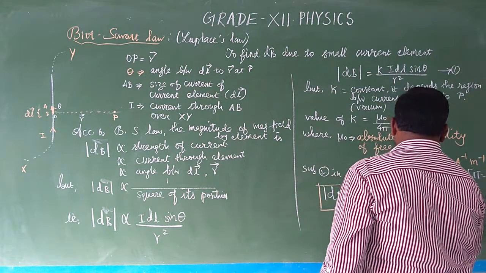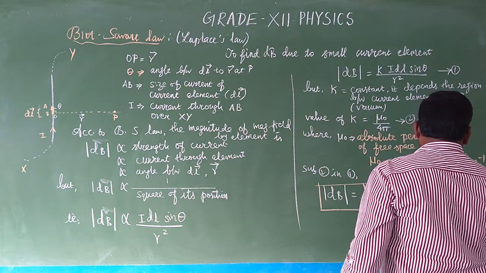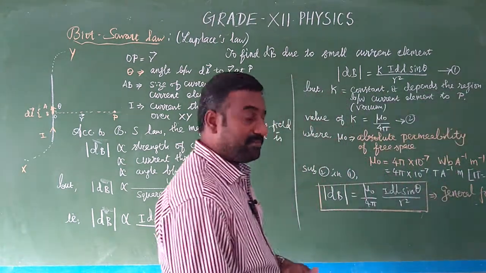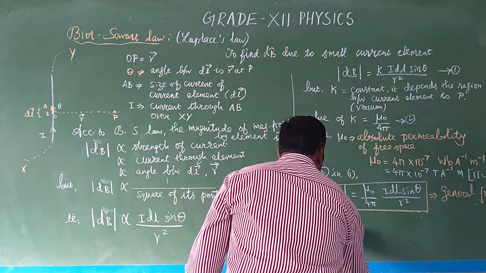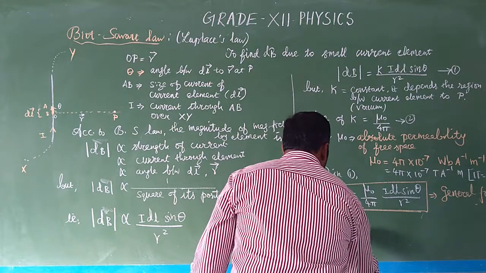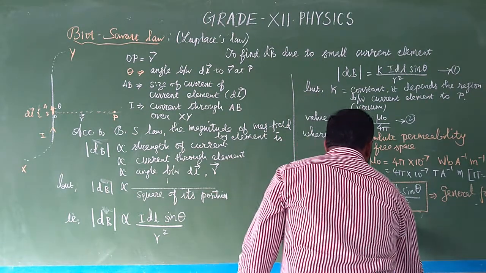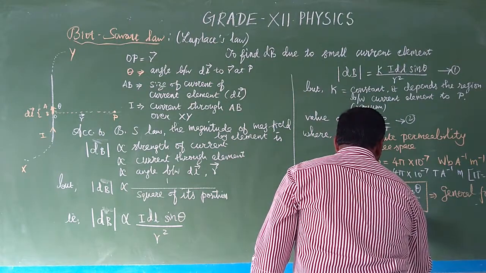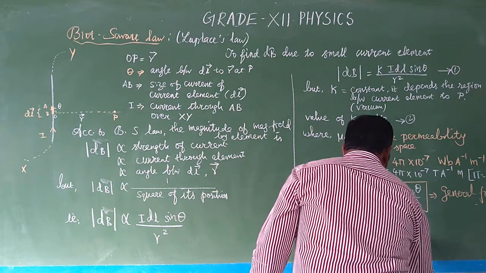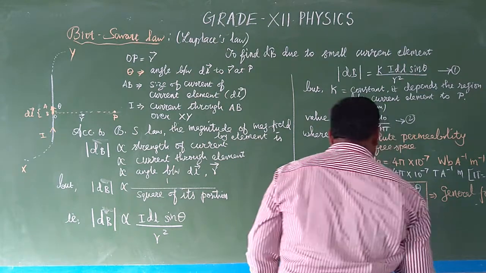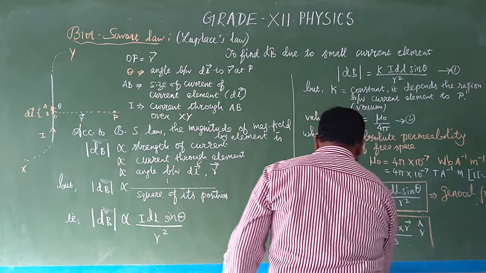So this is the general form of Biot-Savart law. In vector form we can use vector notation. So dB vector is equal to mu naught by 4 pi into I dl, it's a vector, cross r vector, and in the denominator another r gets added. So r cube into r cap. So this is the vector form of Biot-Savart law.